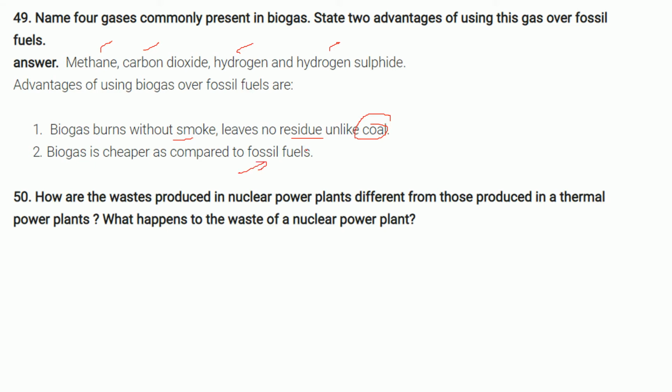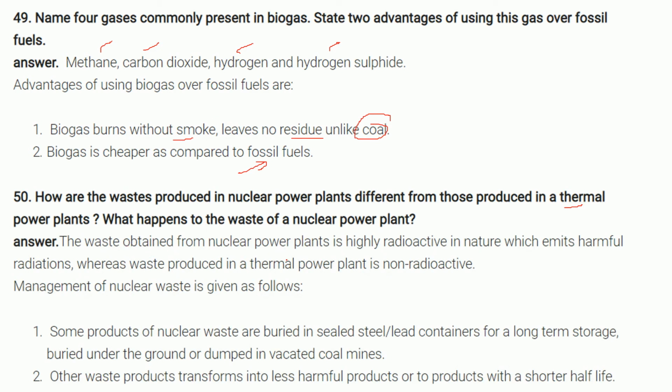How are the wastes produced in a nuclear power plant different from those produced in thermal power plants? What happens to the waste of a nuclear power plant? So the waste obtained from a nuclear power plant is highly radioactive in nature, which emits harmful radiation, whereas waste produced in thermal power plants is non-radioactive.